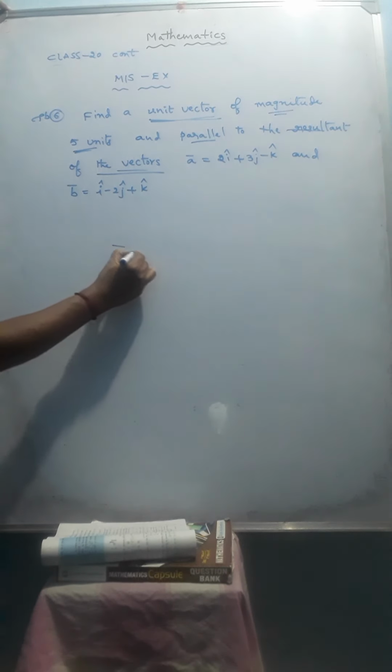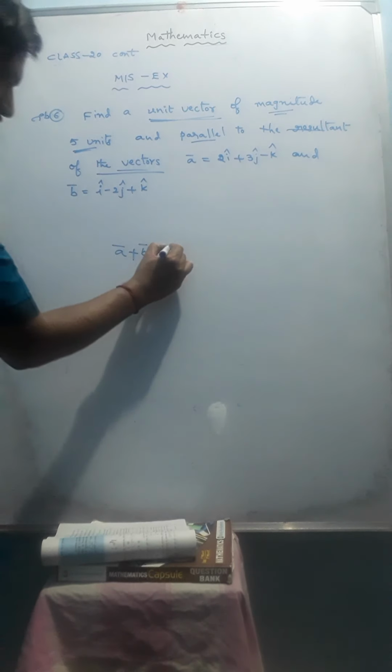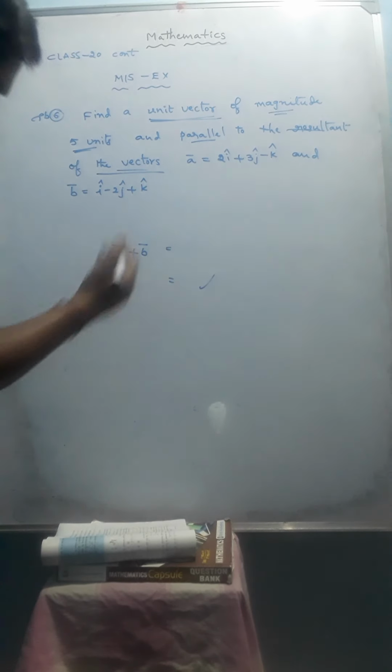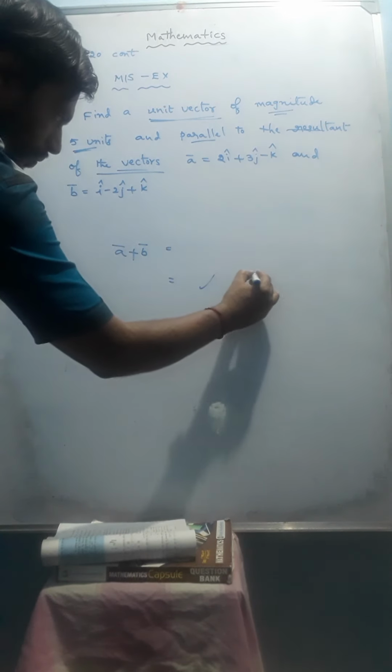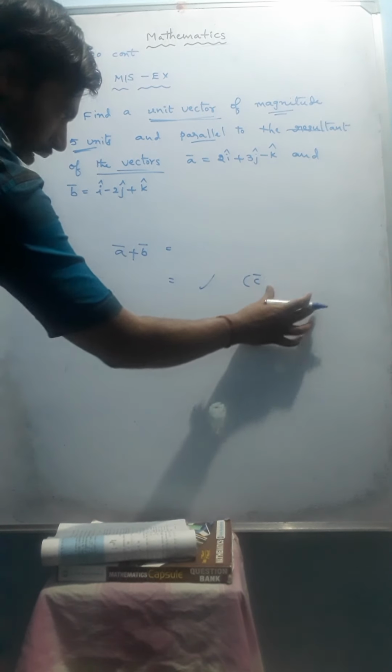See, he is asking to find a vector whose magnitude value is equal to 5, parallel to the resultant vector. Resultant means a vector plus b vector. First you should find a vector plus b vector. So you will get one resultant vector. That resultant vector you can call C vector.